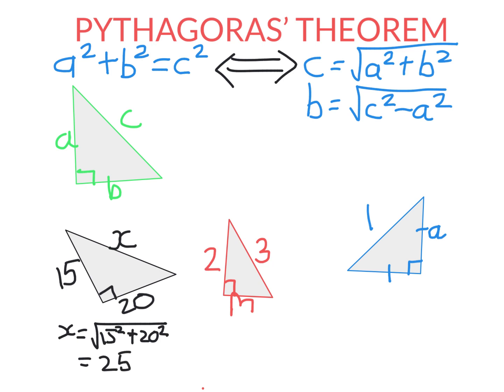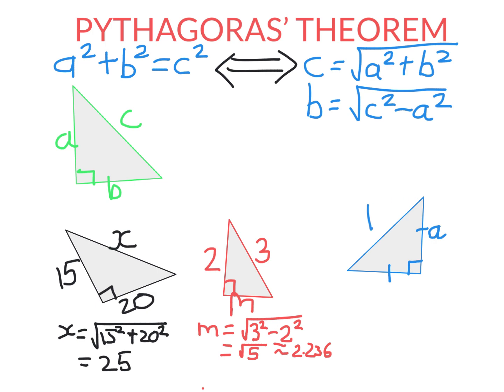So in the red triangle over here, we're finding a shorter side, so we use this formula here. Pythagoras' theorem says that the shorter side is equal to the square root of longer side squared minus shorter side squared. We subtracted because we're finding a shorter side. So the exact answer here is the square root of 5. Because 5 is not a perfect square, this is an irrational answer. This is the exact answer, or if you round it, it's about 2.236. So just be aware whether the question is asking you for an exact answer or a rounded answer.